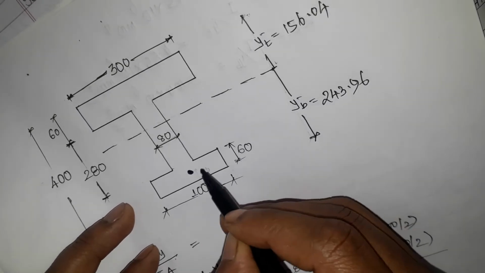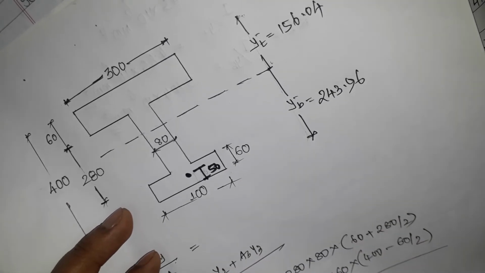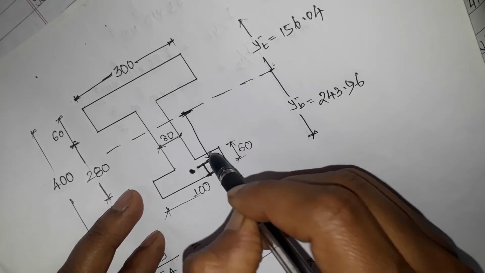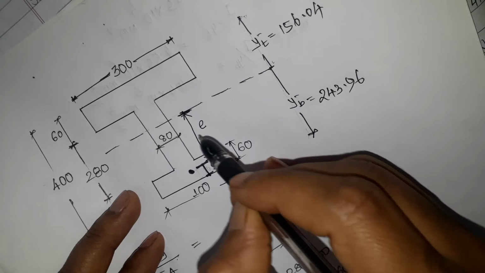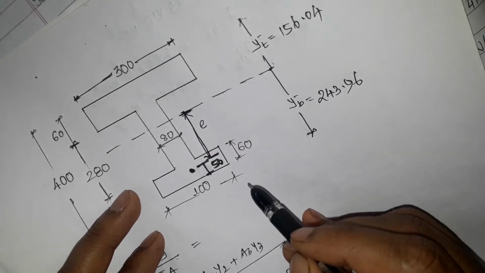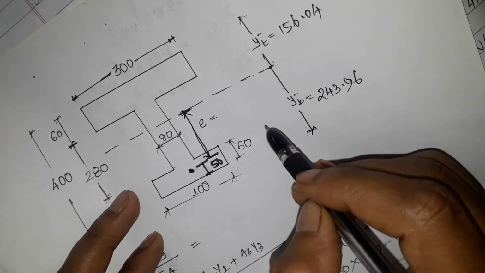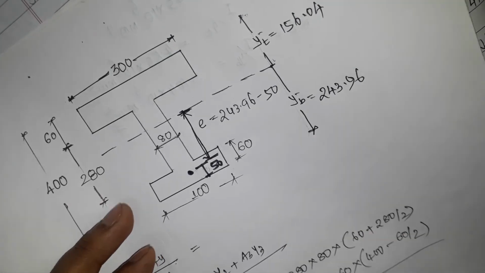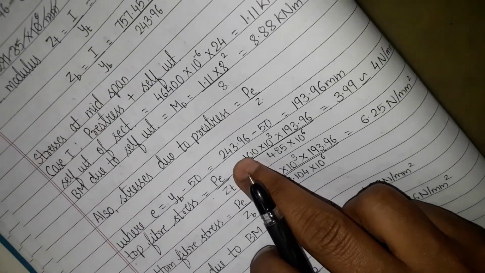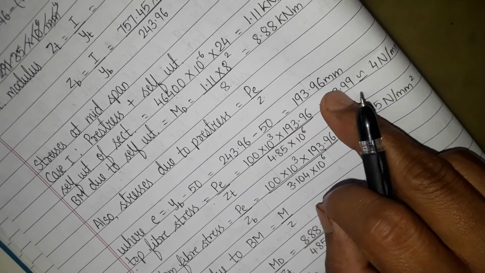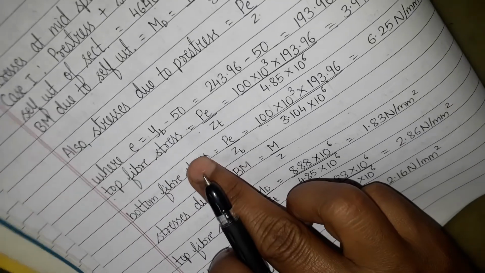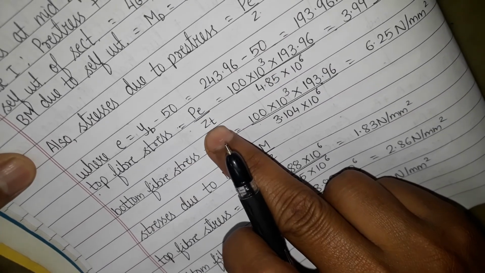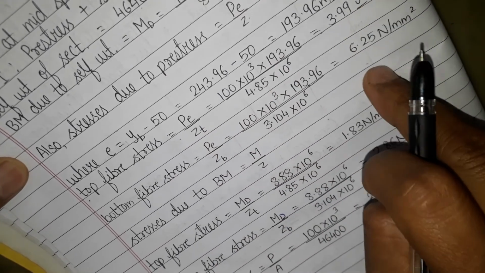So the cable is located somewhere here, and we have to find this eccentricity E from the centroid to here. So how can you get E? That is 243.96 minus 50. Here 243.96 minus 50, so E is 193.96. So we can find out the PE by Z, with respect to ZT and ZB, so we will get these two stresses.